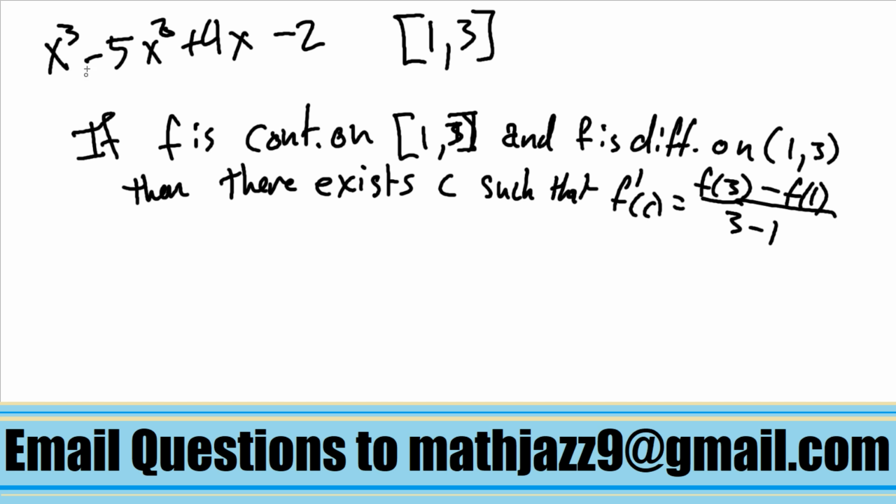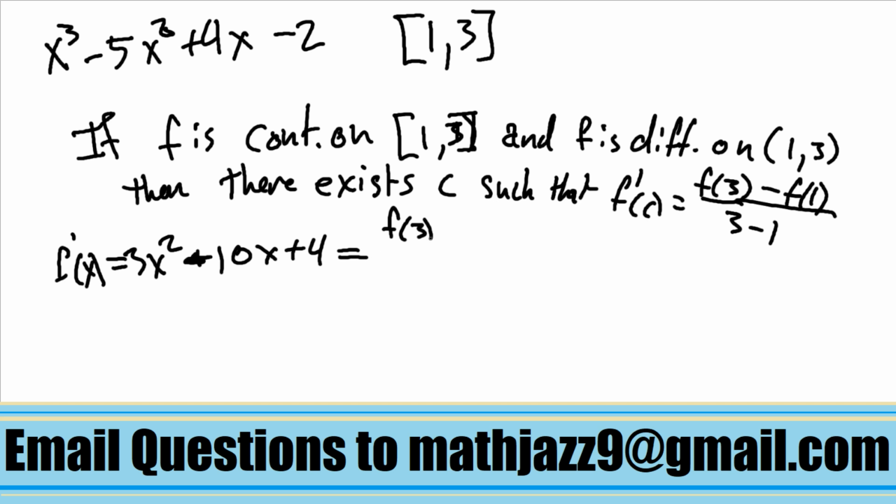So that means that f prime of c, which is 3x squared minus 10x plus 4, this is f prime of x, equals f of 3 minus f of 1 over 2 at some point between 1 and 3. Let's figure out what f of 3 and f of 1 are.